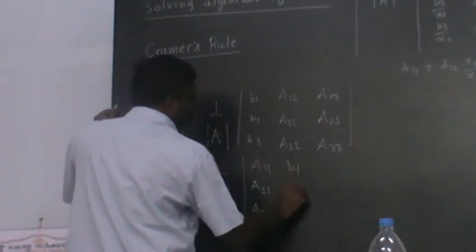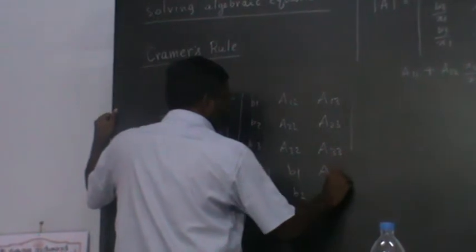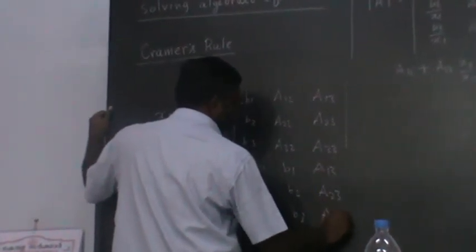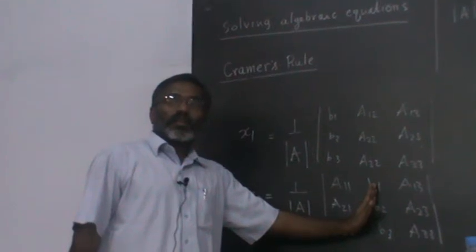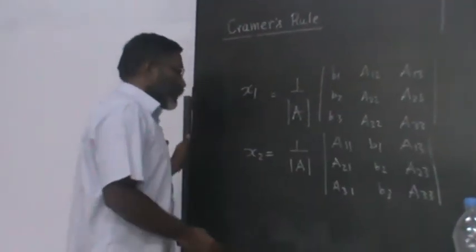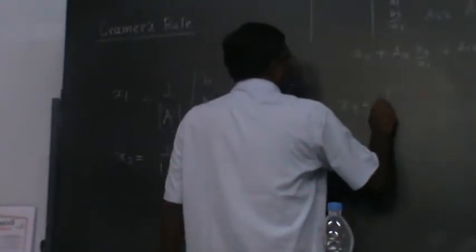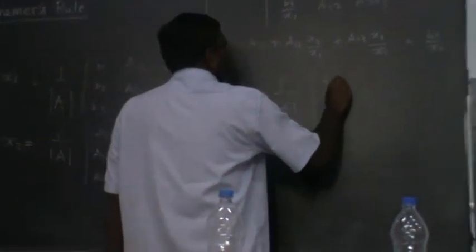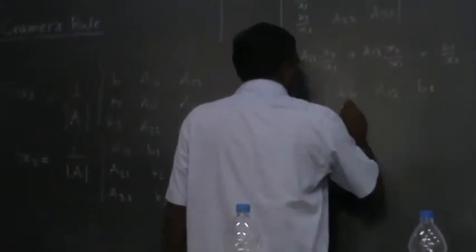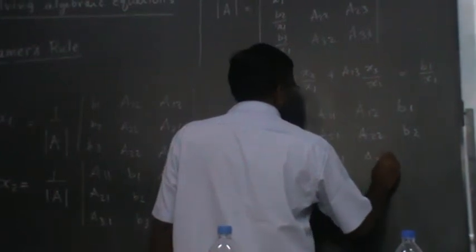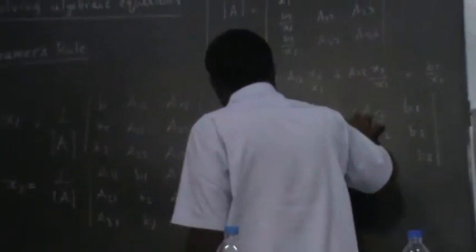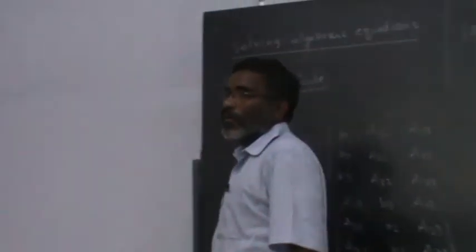I will get x2 by a similar construction: 1 by determinant of A times the determinant with first column a11, a21, a31, in the second column b1, b2, b3, and third column a13, a23, a33. So I find the determinant of this matrix where b1, b2, b3 replaces the second column, and I get x2. And x3 I will get, again 1 by determinant of A, times the determinant of a11, a12, b1, a21, a22, b2, a31, a32, b3. Then calculate this determinant and divide by the determinant of A, and we get x3. This way of solving the algebraic equations is called Cramer's rule.